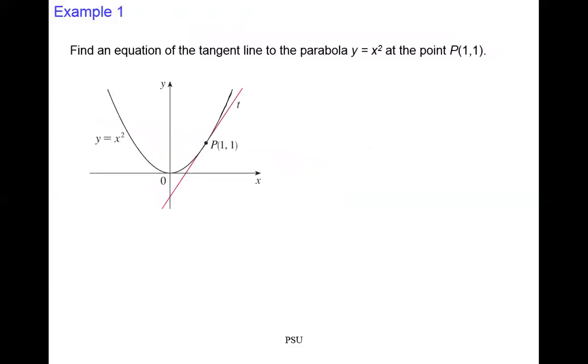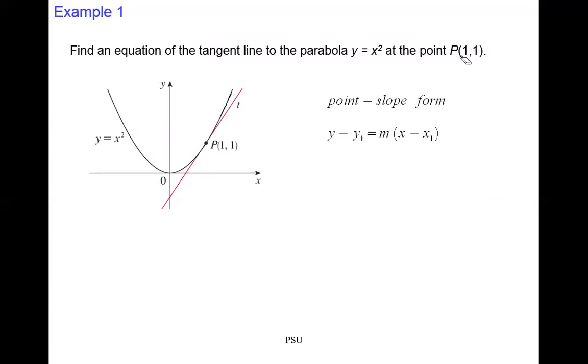And then let's see, I do have a first example for us, that we have to find an equation of the tangent line to the parabola x squared at the point 1, 1. And I draw the parabola for you. Everybody knows the parabola, x squared. Okay. And the point 1, 1, and this is the tangent line.